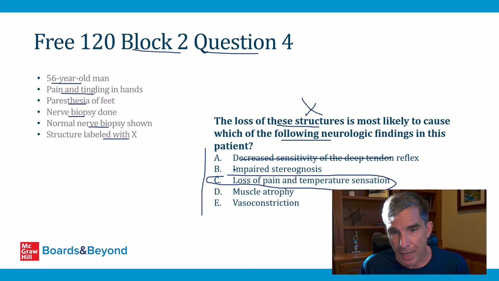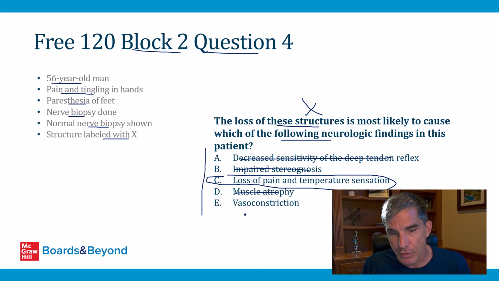Answer choice B is impaired stereognosis. This is also incorrect. If you don't know, the term stereognosis refers to the ability to identify structures by fine touch. This is basically a way of describing the fine touch sensation, and that is carried by large myelinated fibers, just like proprioception and vibration sensation. Answer choice D is muscle atrophy. This is incorrect. This would also occur if you had damage to motor neurons, but those are large and myelinated.